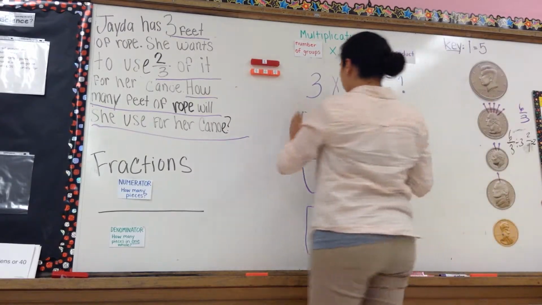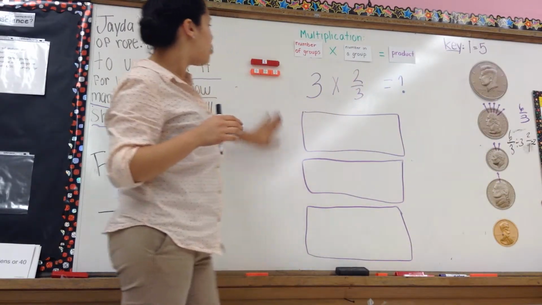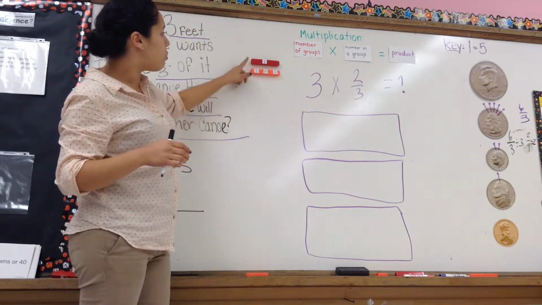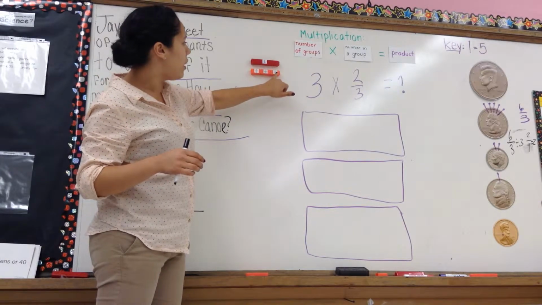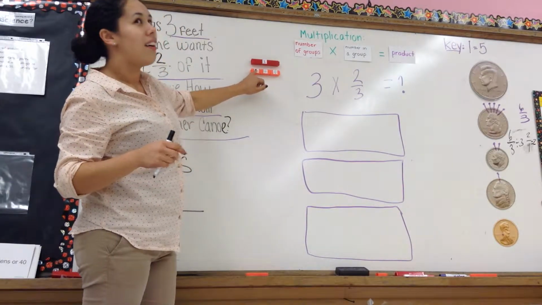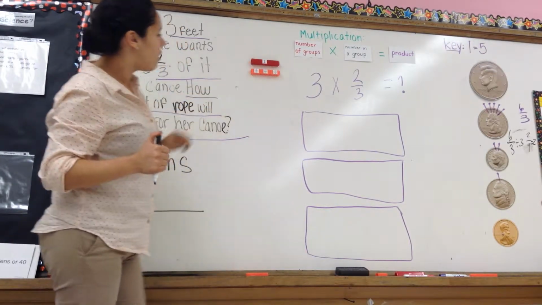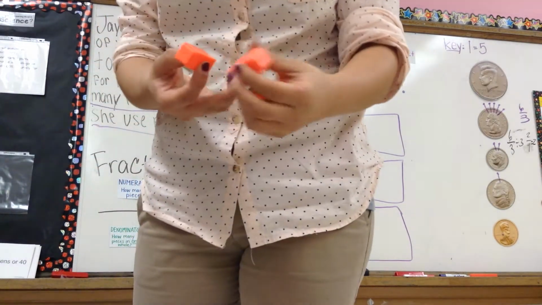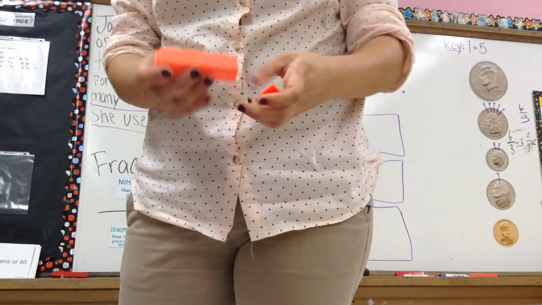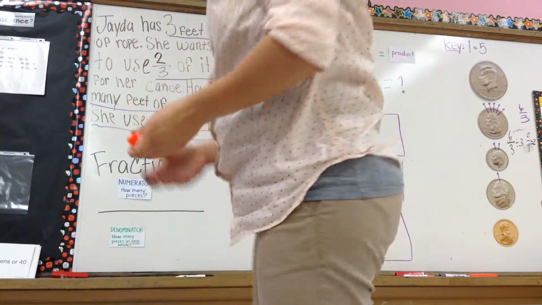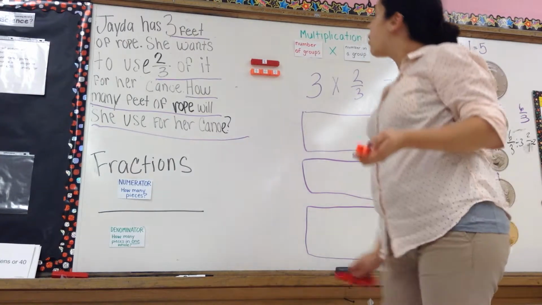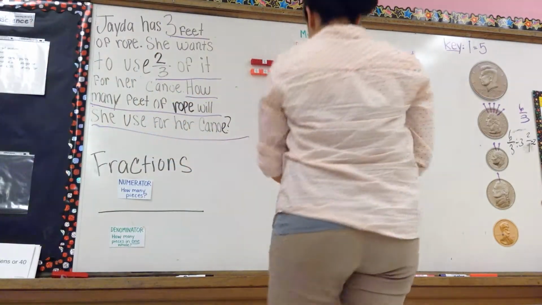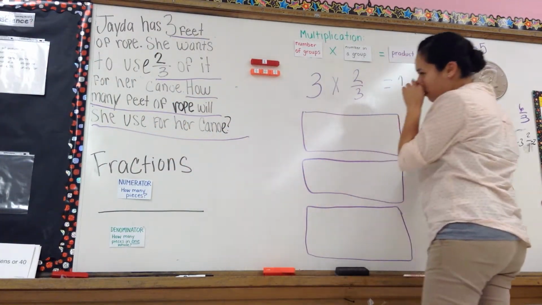But before we get started with this 3 groups, let me show you that 3/3 equals 1. That 1, 2, 3 pieces make 1 whole. Can you agree with me? 1, 2, 3. 3 thirds equal 1 whole. Okay. Now that we reviewed that, we can go back to our pictorial model.